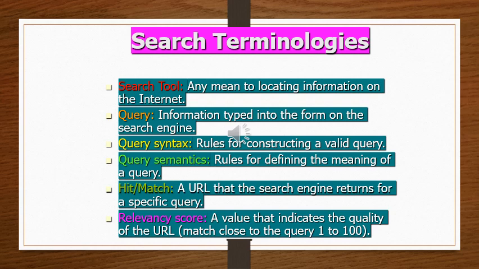Then we have the relevancy score, a value that indicates the quality of the URL, which maps close to the query 100. So if you have the information and that information is relevant to your search query, then that information will be displayed to you according to its relevance score.